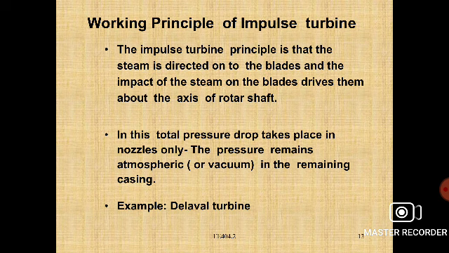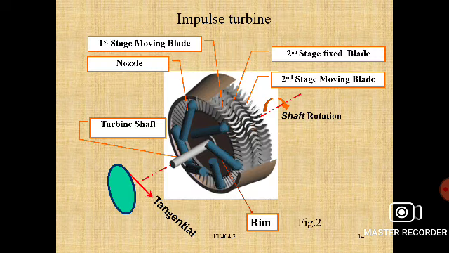Next, in the impulse turbine, the steam is directed to the blades, and the impact of the steam on the blades drives the axis of the shaft. In this, the total pressure drop takes place in the nozzle only. The pressure remains atmospheric or vacuum in the remaining casing. So the De Laval turbine is the best example.